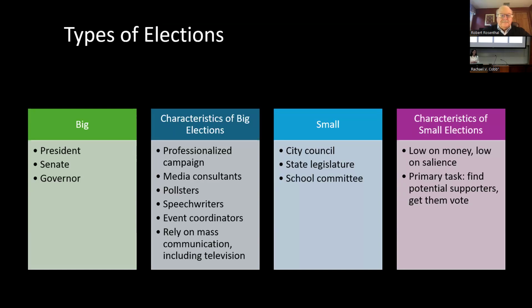There are the big ones that all of us, most of us know about. There are the big ones that are the presidency, Senate, governor. These are usually very high profile elections. They have a lot of money, and they are able to use that money to hire professionalized campaign staff, media consultants, pollsters, speechwriters, event coordinators. And they usually rely on mass communication as their primary method of connecting with people, because it's really hard to run a national campaign in a country as big as ours. And even in states, it's really hard because we have very big states and we have to reach a lot of people.